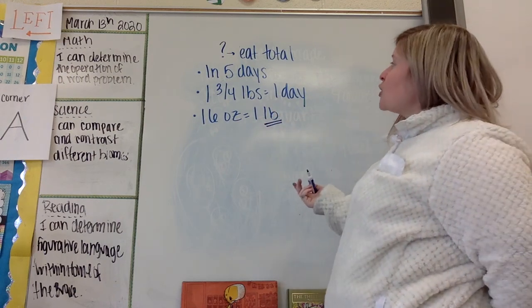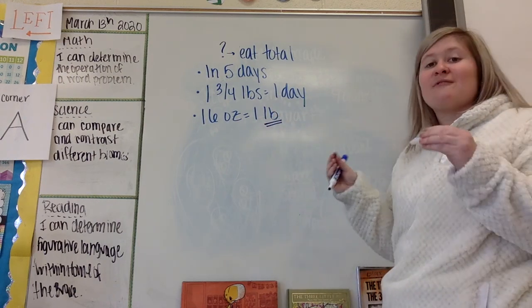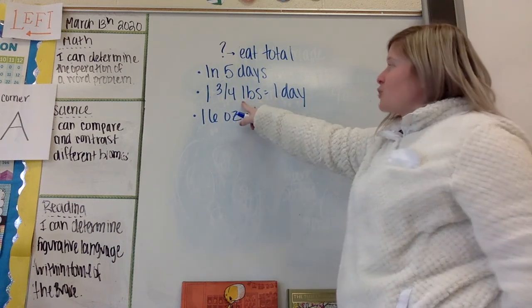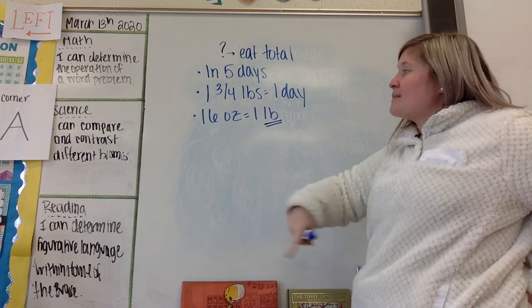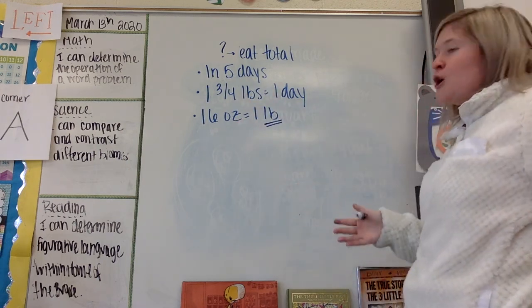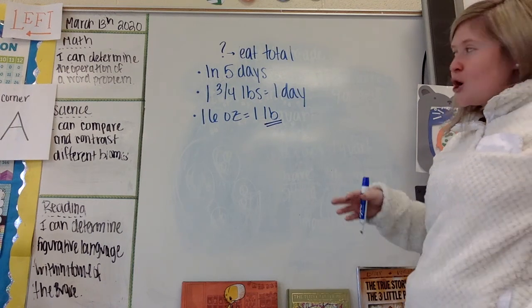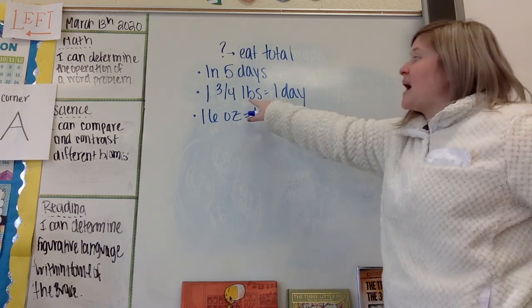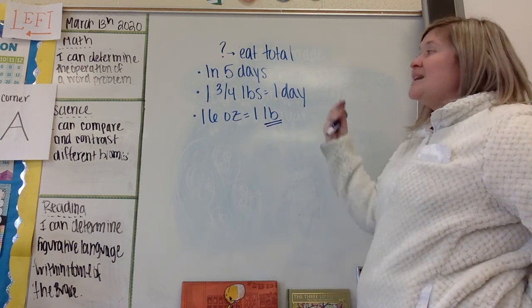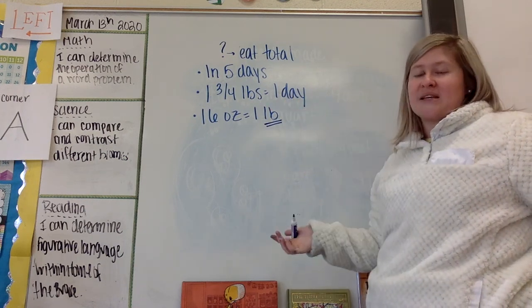Okay. Now we learned a few days ago that the measurements have to be the same before I can do anything. And this is 1 3/4 pounds, and they're wanting my answer in ounces. So pounds and ounces are not the same thing. So you could do this a couple different ways. You could choose to find in pounds the total and then convert it, or you could choose to convert it now and then multiply by the days.